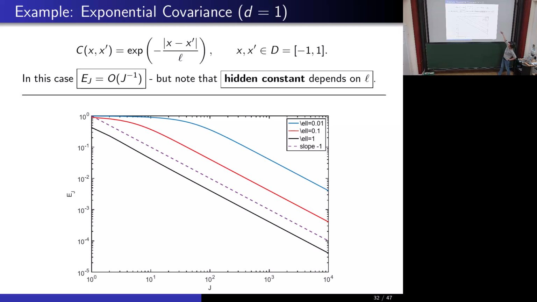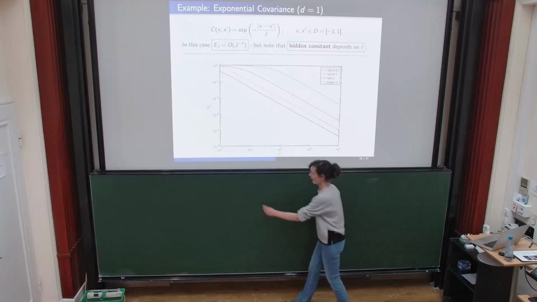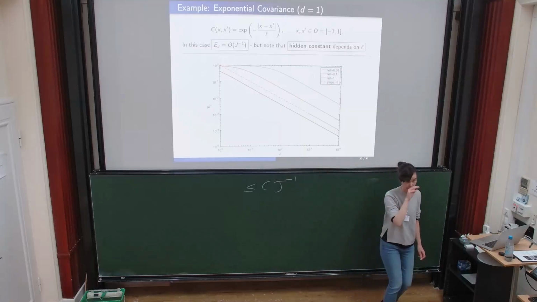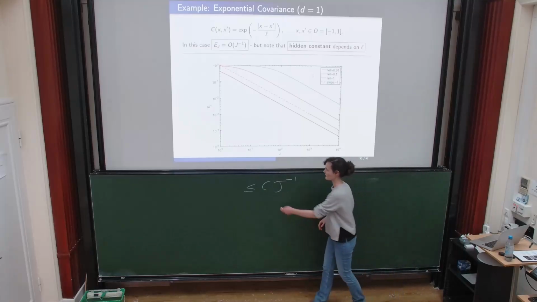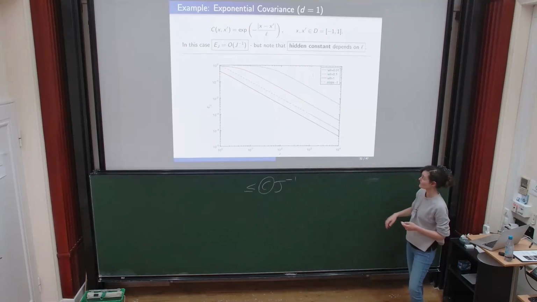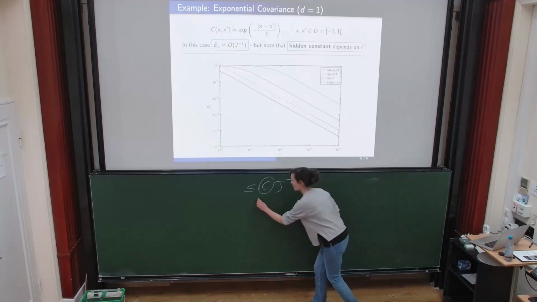This is the hypothetical slope of -1. This is when my correlation length is 1, that's half the length of my domain. This is 0.1 and this is 0.01. So this order J to the minus 1 is hiding a multitude of sigmas, right? Really what we mean is we have an upper bound that looks like this, and this constant really depends on the correlation length, parameter L, so C really depends on L.